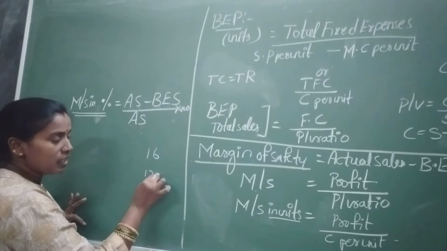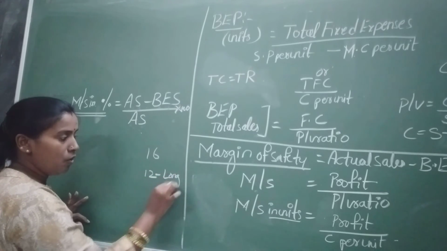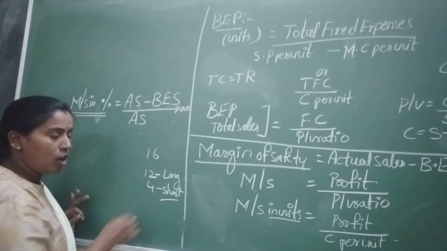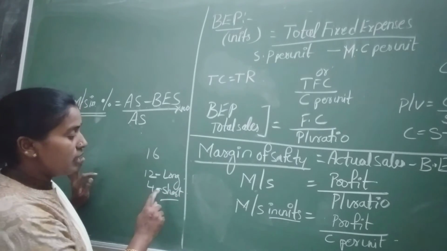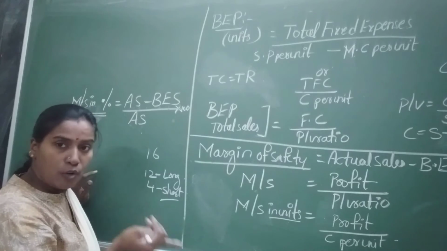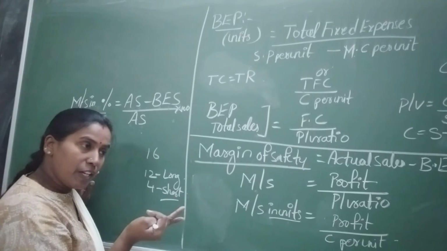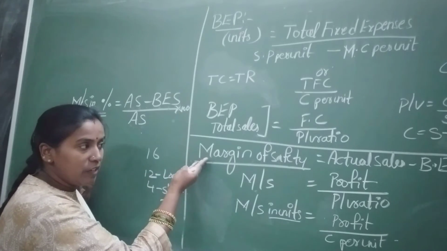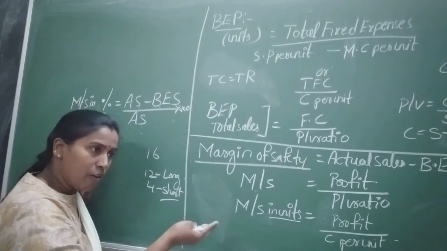Because 12 marks are for the long problem, and for the short ones, it may come as theory or as a problem. So in short, what will they ask? What is the meaning of contribution? What is the meaning of PV ratio? What is the meaning of break-even sales? What is the meaning of margin of safety? He may ask in the form of theory also.